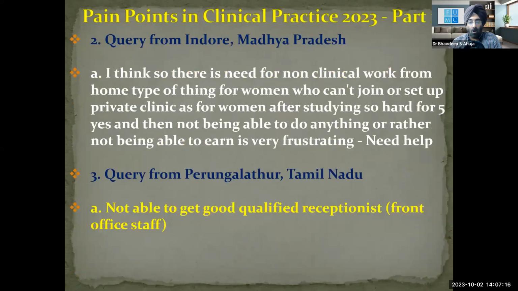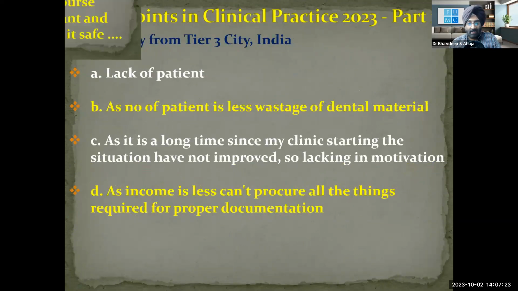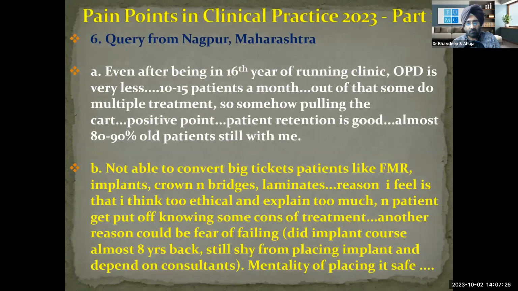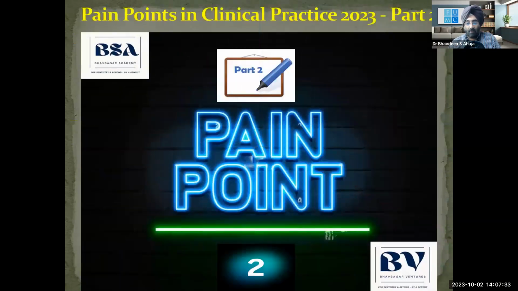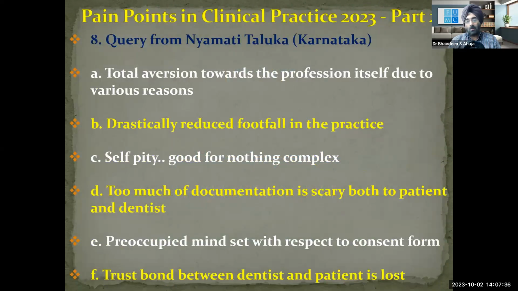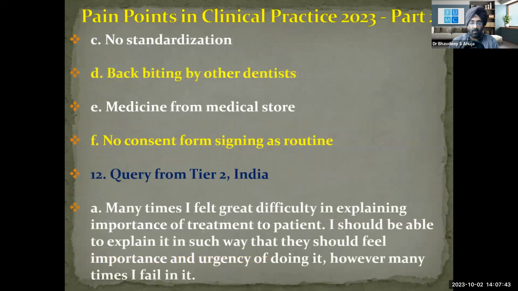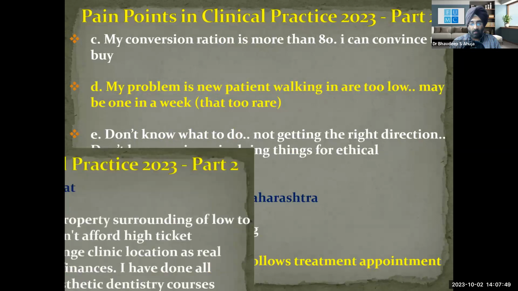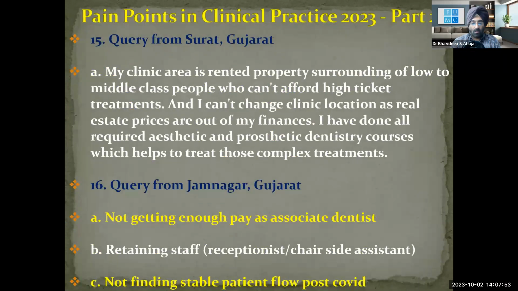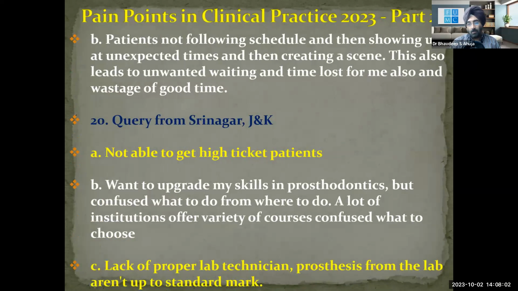Then obviously from Indore, Madhya Pradesh, Bengaluru, Tamil Nadu, Meerut, Uttar Pradesh, Tier 3 city, India, no mention of city, Nagpur, Maharashtra, Pune, Maharashtra. Then we shifted to episode number 2, where we started with the pain point session number 2 and the queries from Nayamati Taluka, Karnataka, Pune, Maharashtra, Surat, Gujarat, Lucknow, Uttar Pradesh, Tier 2, India, Trivandrum, Tier 3, Kerala, Hingoli, Maharashtra, Surat, Gujarat, Jamnagar, Gujarat, Chennai and Bhusawal, Jalgaon, Maharashtra, Chennai, Tamil Nadu, Bhiwandi, Maharashtra, Srinagar, J&K. And this was the session where I ended on Guru Purnima.